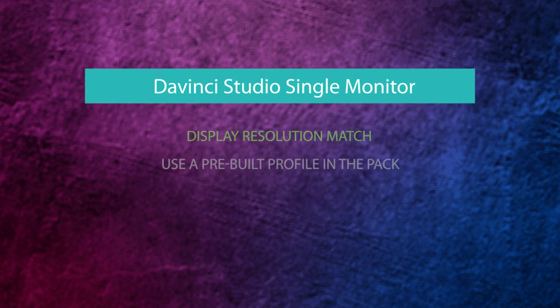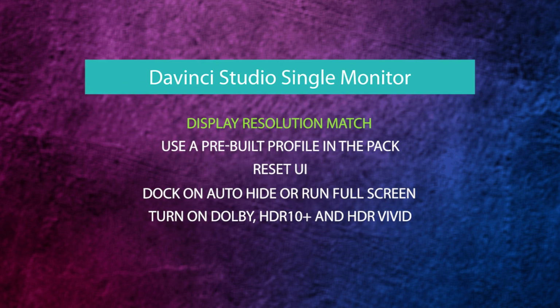So in summary, if you are running the studio version with a single monitor and your display resolution matches one of the ones we've already pre-built in the package, you can use one of those pre-built profiles that matches your resolution, as long as you reset the UI and you either have the dock on auto hide, or if the dock is not auto hide, you would run it in full screen mode. Plus, you would need to turn on Dolby Vision, HDR10 Plus, and HDR Vivid.